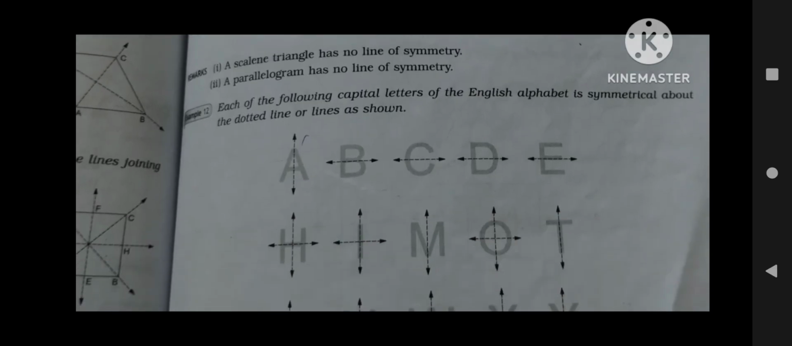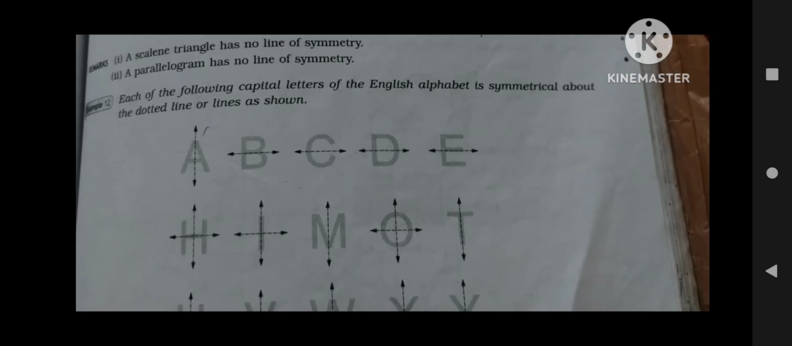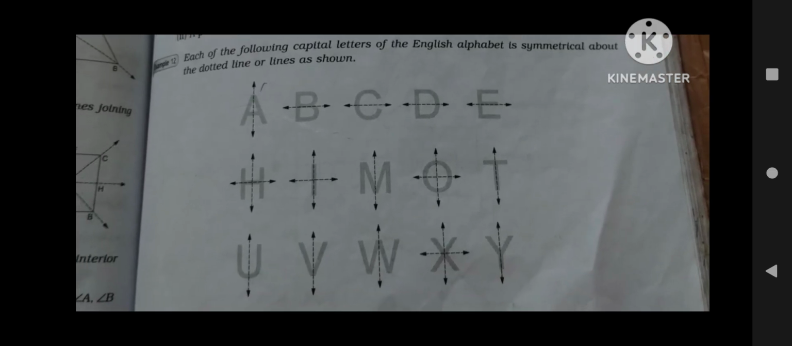Remarks. 1. A scalene triangle has no line of symmetry. 2. A parallelogram has no line of symmetry. 12. Each of the following capital letters of the English alphabet is symmetrical about a dotted line or lines as shown.